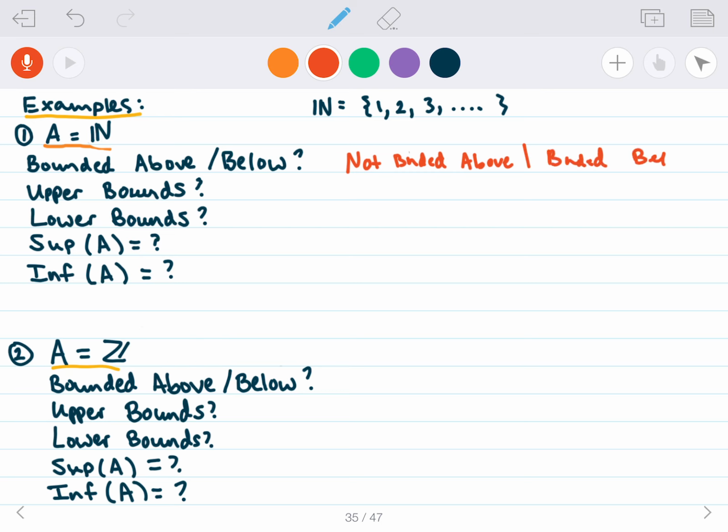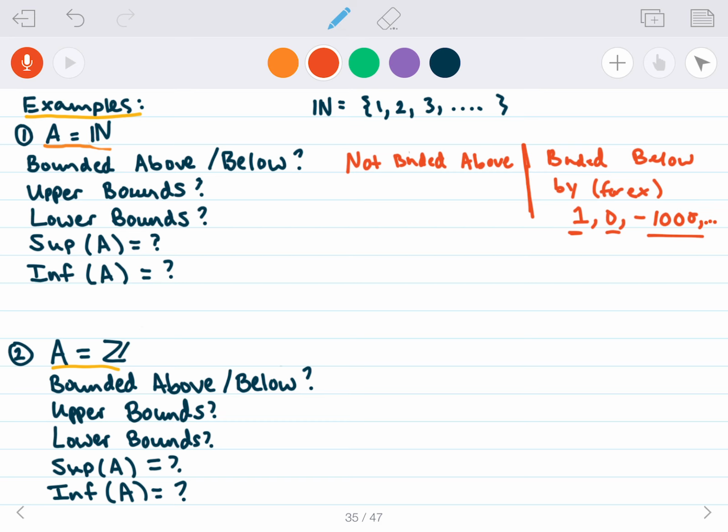Right? So remember, bounded below means that there exists a number such that all numbers in the set are bigger than or equal to that number. So bounded below by, for example, 1, 0, negative 1,000, blah, blah, blah. Okay, so 1 is always going to be smaller than or equal to 1, 2, 3, 4, everything in the set. So is 0, so is negative 1,000, etc. Okay, so not bounded above, but bounded below.